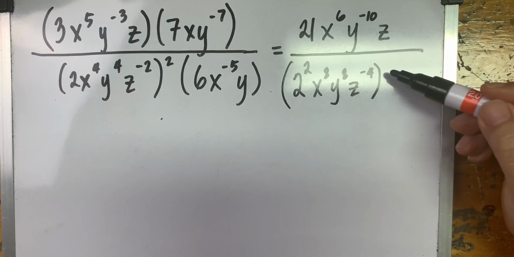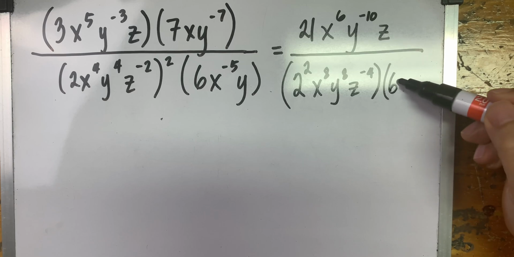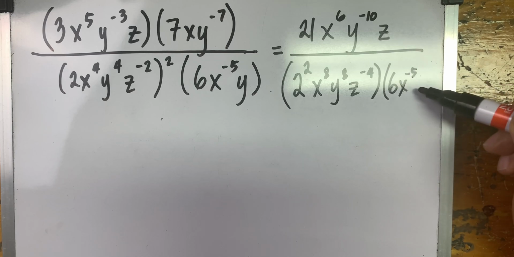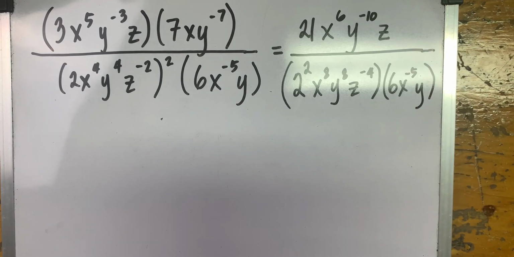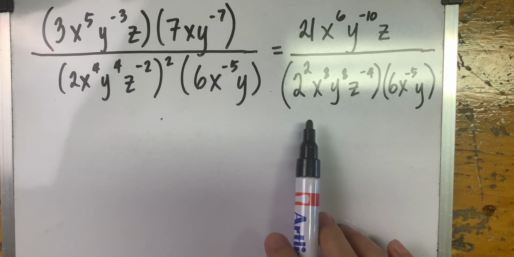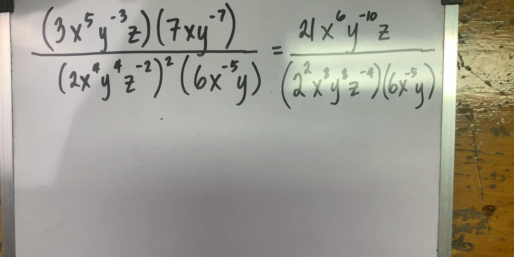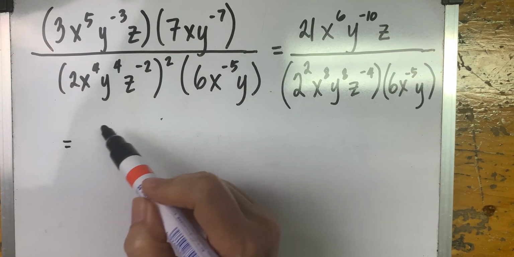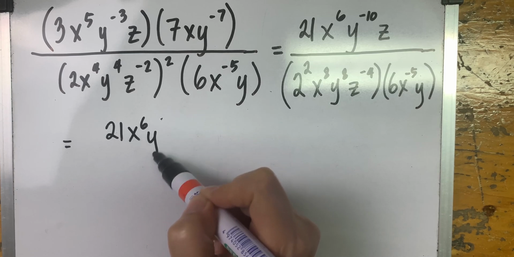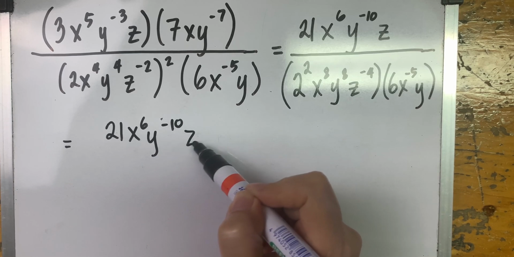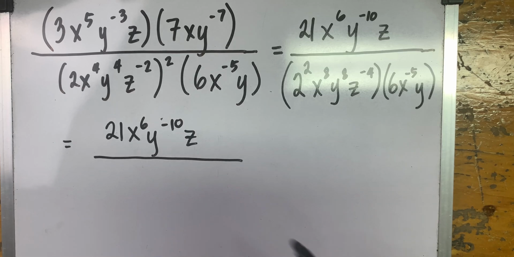Okay, multiply natin yan sa quantity na 6x to the negative 5y. Okay. Now, yung sa numerator, na simplify na natin so far. So ngayon, simplify natin yung denominator. So, yung sa numerator, copy lang muna natin. And then, work natin yung sa denominator.